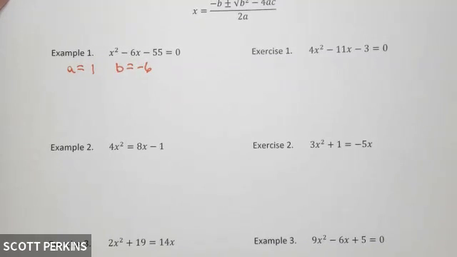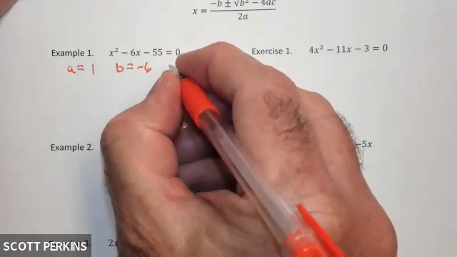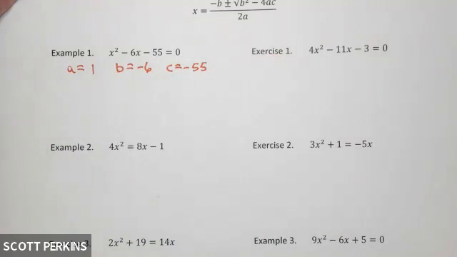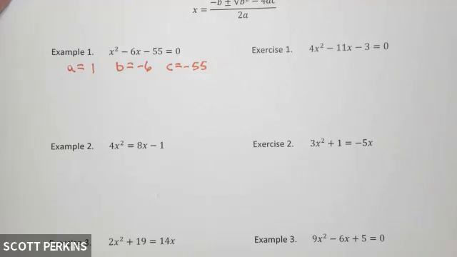And then what's my value of c? What's my last number? Thank you very much. I appreciate the participation. Negative 55. That's excellent. Once you've identified the numbers and once you've memorized the quadratic formula, it's just plug and shove. Okay, so here we go.